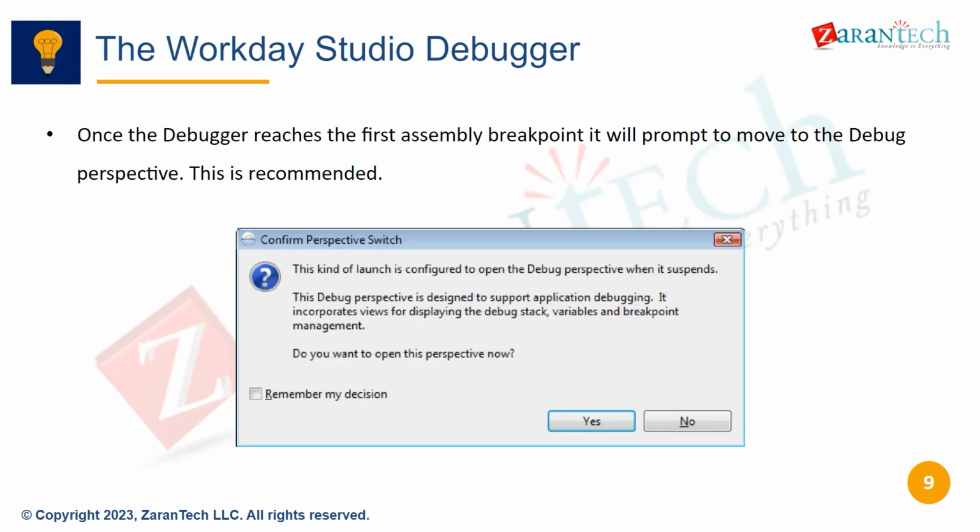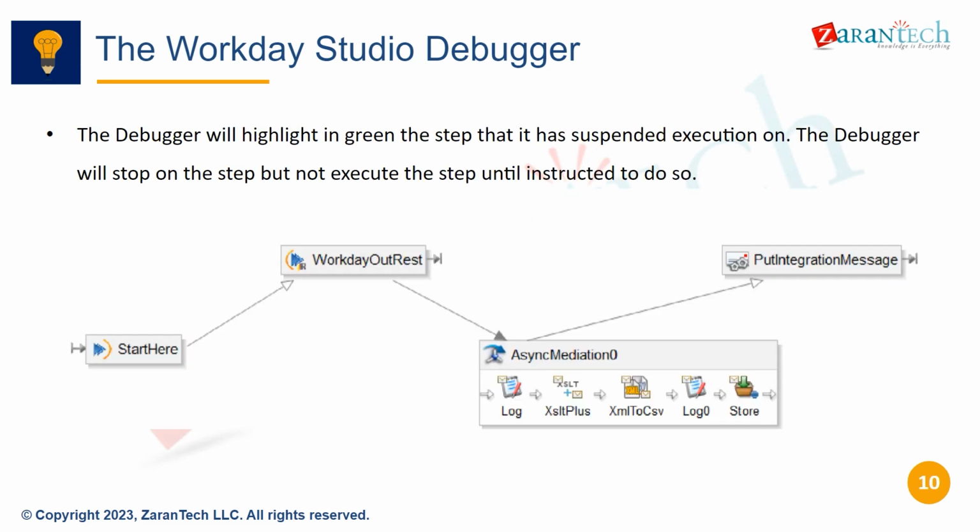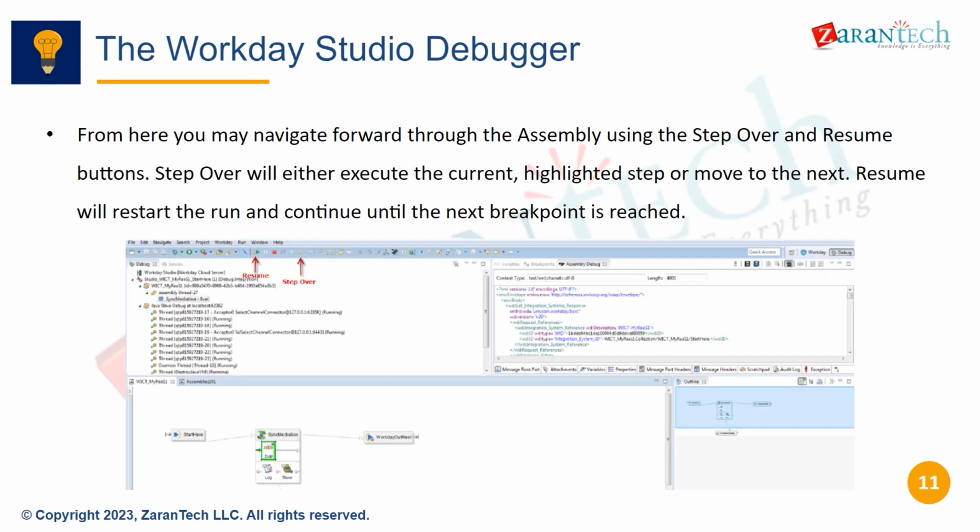Once the debugger hits the first breakpoint, it will prompt you to switch to the debug perspective. This is recommended for the best debugger experience. The debugger highlights the current pause line in green. It stops on the line but won't execute until you instruct it to. Use step over to either execute the highlighted line or move to the next. Use resume to restart and run until the next breakpoint.